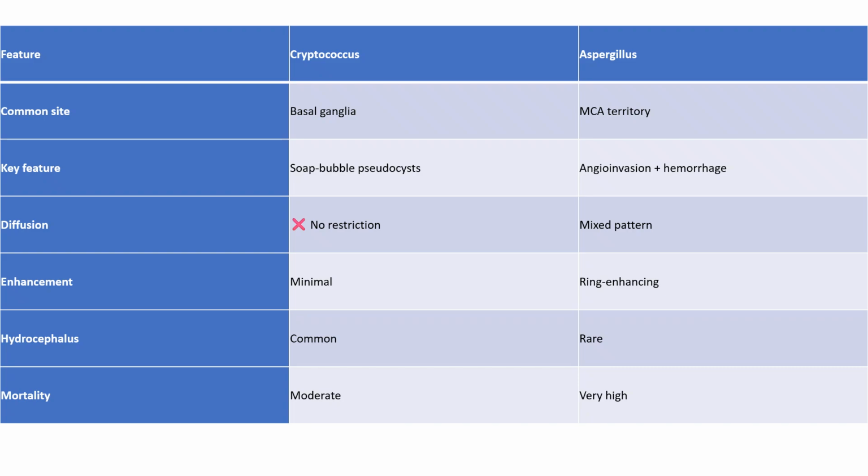Here is the table differentiating between cryptococcosis and aspergillosis. In cryptococcosis, the common site is the basal ganglia. Key feature is soap bubble pseudocysts. Diffusion restriction is absent. Enhancement is minimal. Hydrocephalus is common. Mortality is moderate. Whereas in aspergillosis, the common site is the MCA territory. Key feature is angioinvasion with hemorrhage. Diffusion restriction is a mixed pattern. Enhancement is ring. Hydrocephalus is very rare. Mortality is very high.